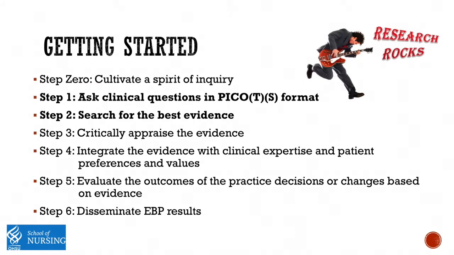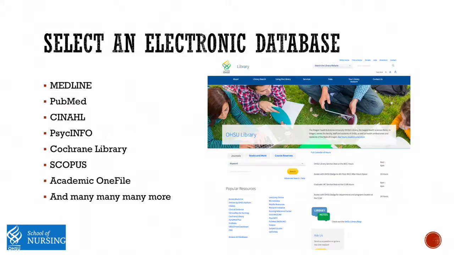So let's get started. First off, you have to cultivate a spirit of inquiry anytime you're doing research. You need to ask questions in PICO formats, and we'll talk more about that. Search for the best evidence, critically appraise the evidence, integrate the evidence with clinical expertise and patient preferences and values, evaluate outcomes of the practice decisions or changes based on the evidence, and disseminate those evidence-based practice results.